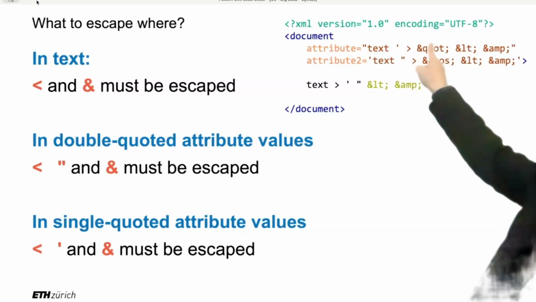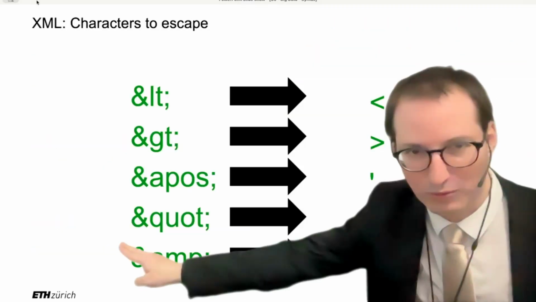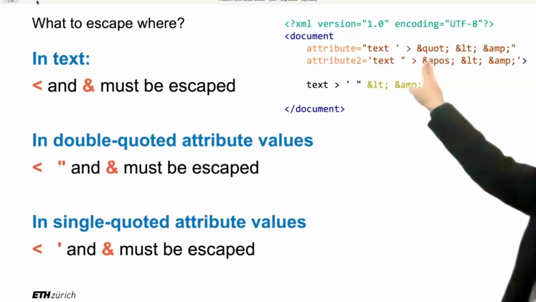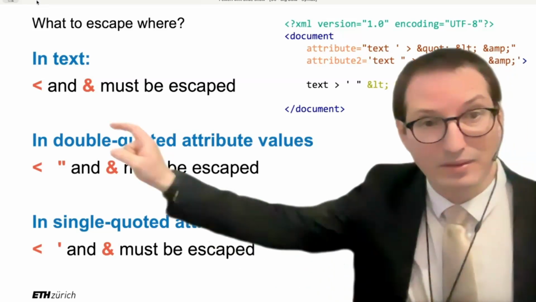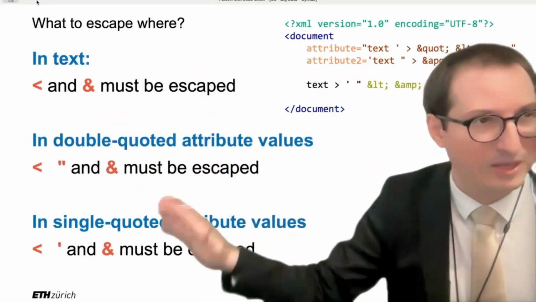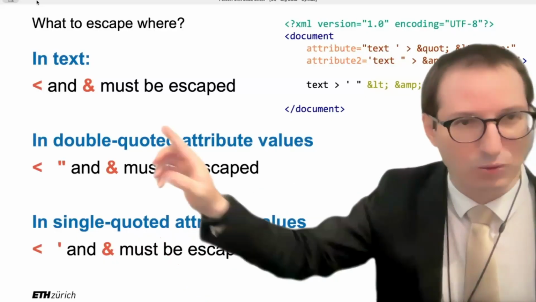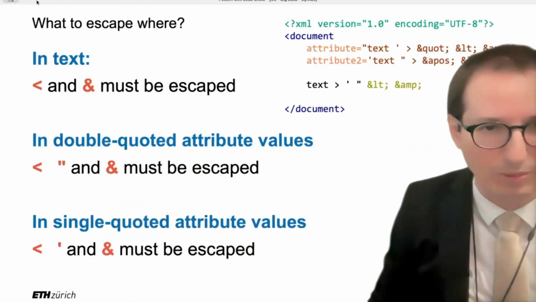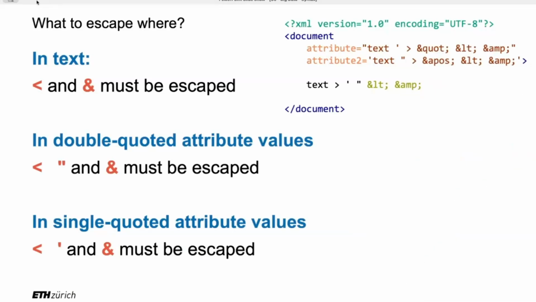And the way you escape it, if you remember, is ampersand quote, right? Remember, that's it, ampersand quote. Likewise, if you have an attribute with single quotes, then you have to escape the apostrophe, right? And then these two symbols, lower than and ampersand, must always be escaped, always, no exception, right? So if it's in the middle of text, if it's in the value of an attribute, single quoted, double quoted, you always need to escape lower than and ampersand, right?